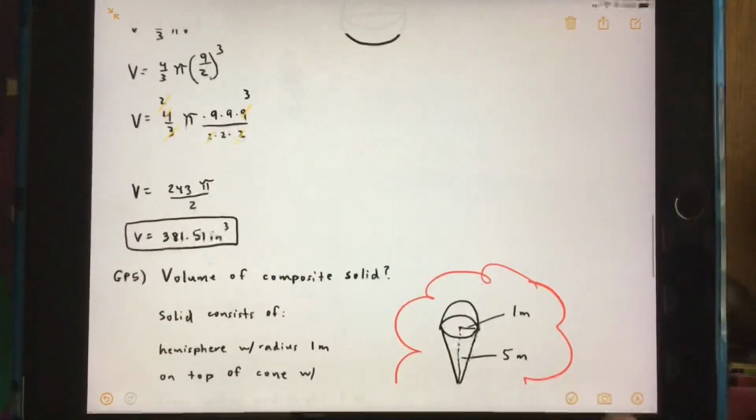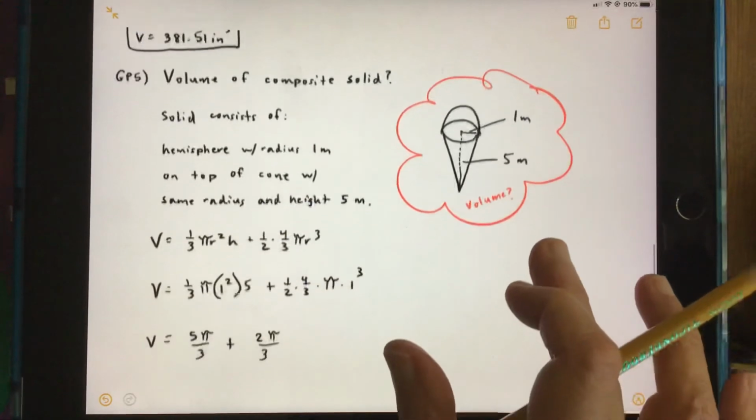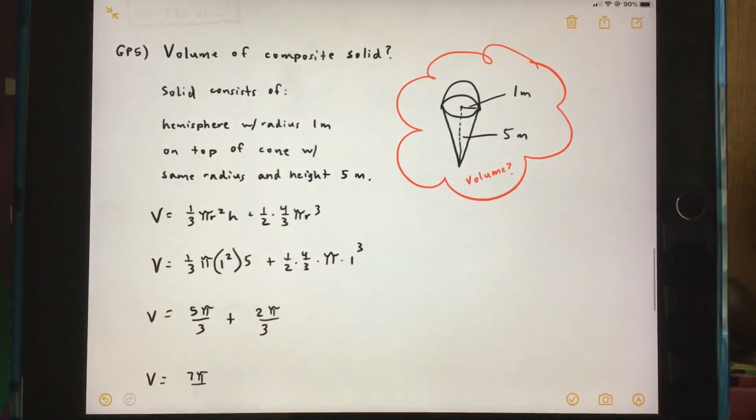All right, guided practice 5. Now we're going to be taking a look at finding the volume of a composite solid. That is a solid that is made of more than one particular shape. This particular solid, we are told, consists of a hemisphere, that's half of a sphere, and it tells us the radius of that hemisphere is 1 meter. And that hemisphere is put on top of a cone, and that cone has the same radius as the sphere, and it has a height of 5 centimeters.